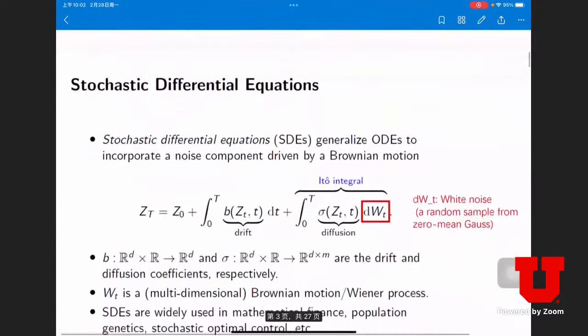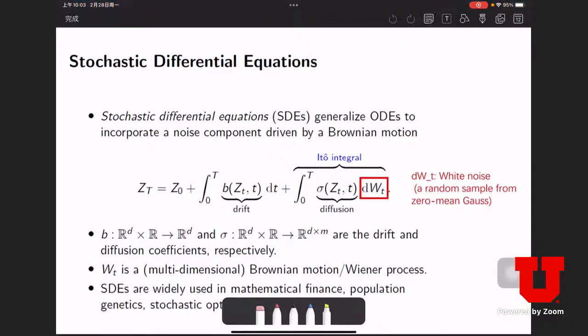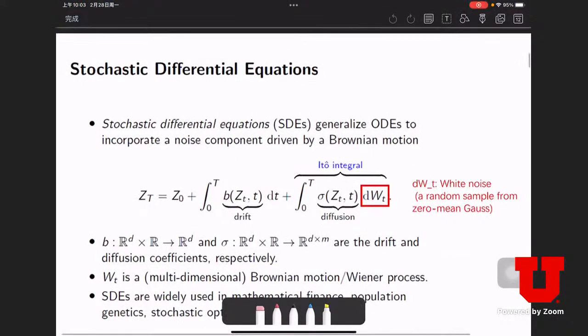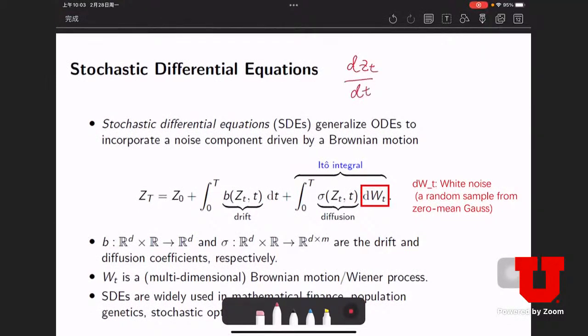First, we talk about the SDE. So what is the SDE? An SDE is just a generalized ODE, but with an added randomness term. This randomness term is called Brownian motion, or white noise. The formula I show here is the integral form of the SDE. Its differential form is something like this: dz_t with respect to t equals our function b(z_t, t) plus sigma(z_t, t) multiplied by dW_t.